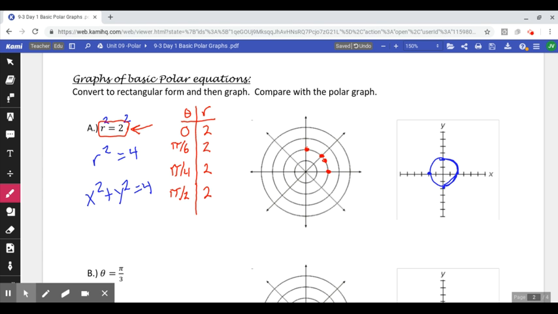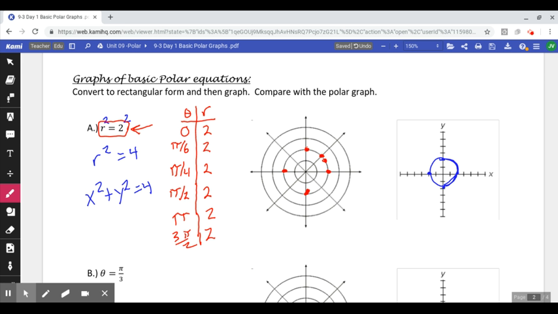And then you could pick other ones too. You could do like pi, which is 180 degrees. Once again, the radius is 2. We could do 3 pi over 2. The radius is 2. So if we plotted those points, we would wind up with pi comma 2 here. And then also we can go to 270 degrees and out 2. And that should have been 2 comma pi, I guess.